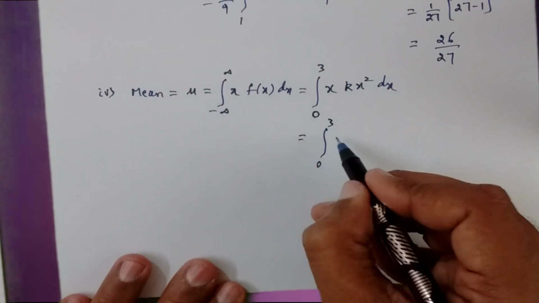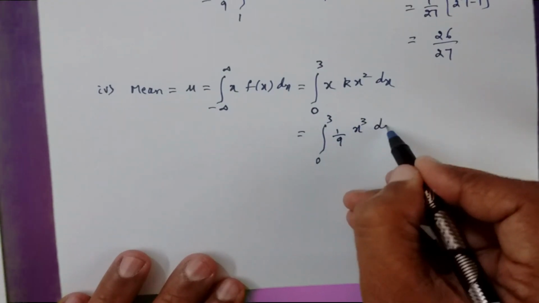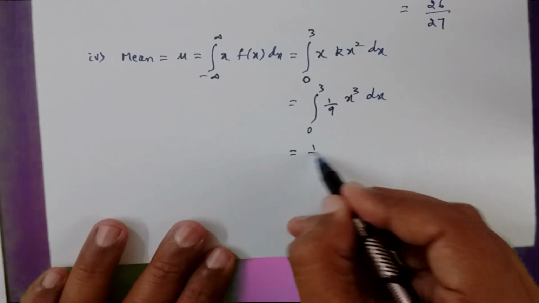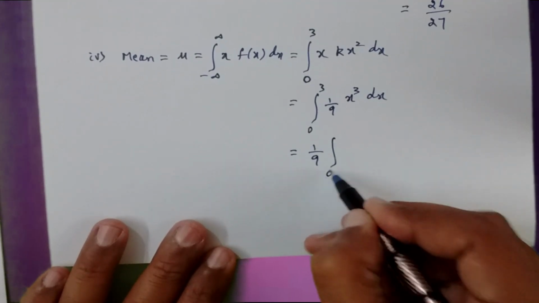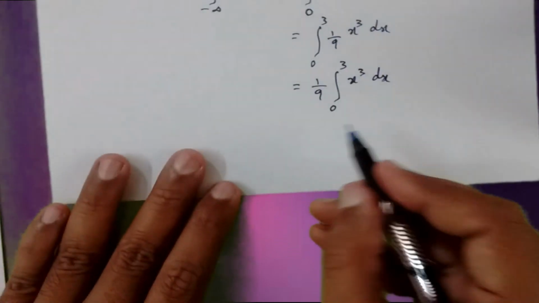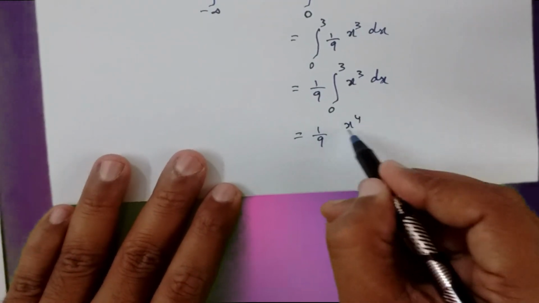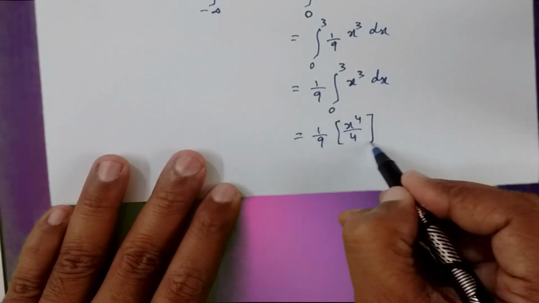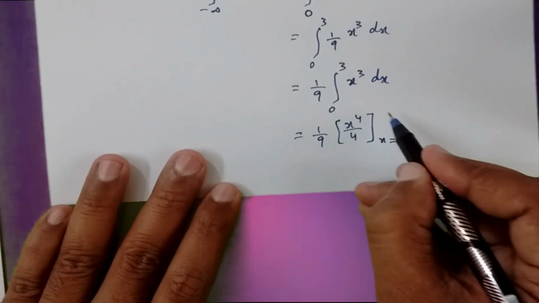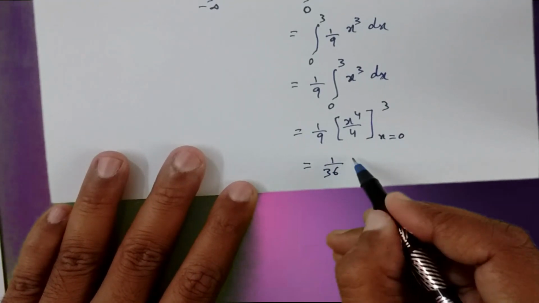0 to 3, k value is 1 by 9. X square into x will be x cube into dx. It will be equal to 1 by 9 integral 0 to 3 x cube dx. Integrate x cube, you will be getting 1 by 9. X cube integral will be x power of 4 by 4. Limit values will be 0 to 3. 9 times 4 is 36, so 1 by 36.